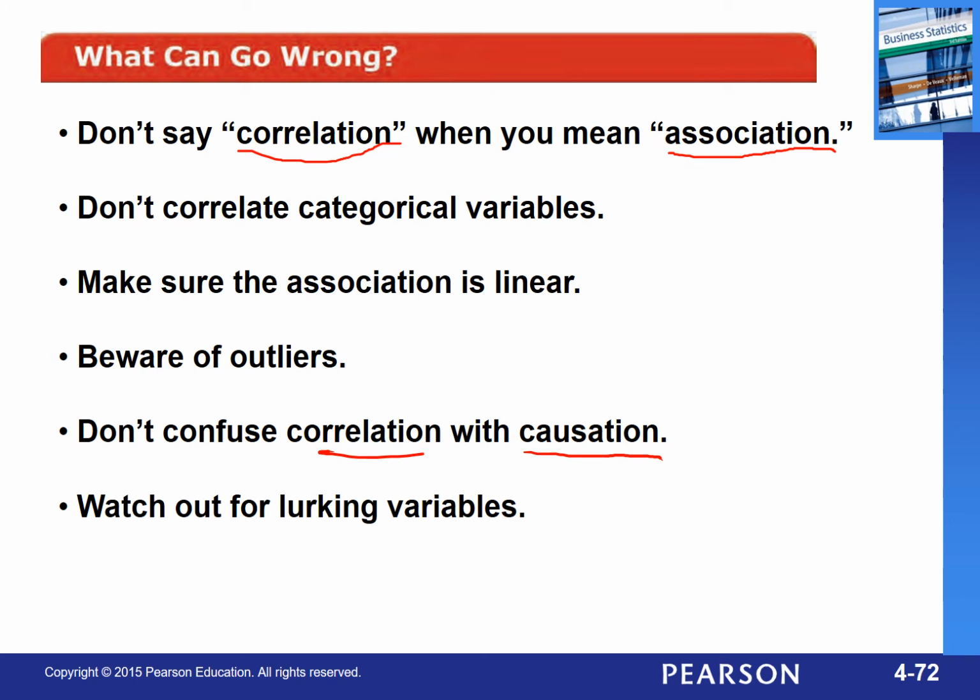Don't try to correlate things that are categorical. I'm sorry that I'm laughing at that one, but you literally can't do it. Make sure you're dealing with linear, otherwise that's not something we're interested in doing in this class. Look out for outliers. Don't mistake correlation for causation. That's the one that will get you in tons of trouble.